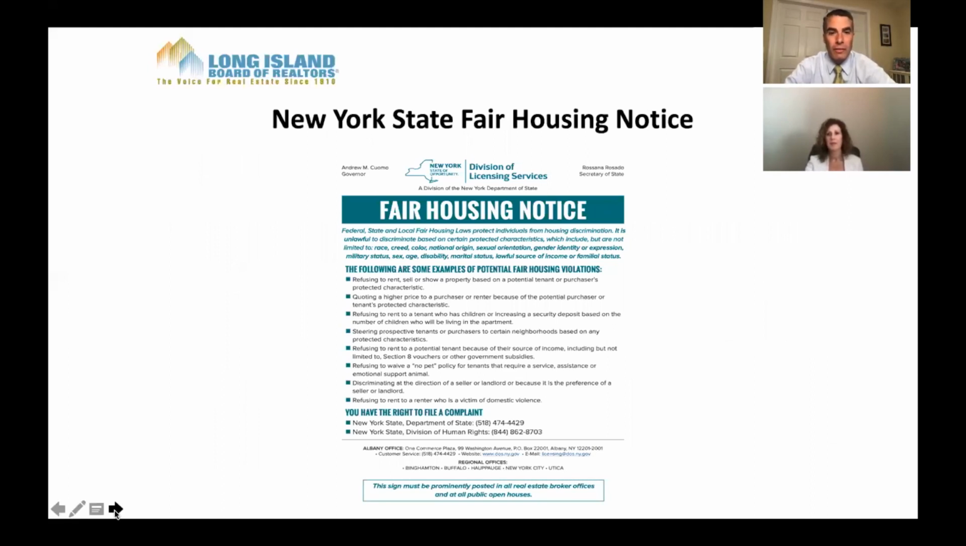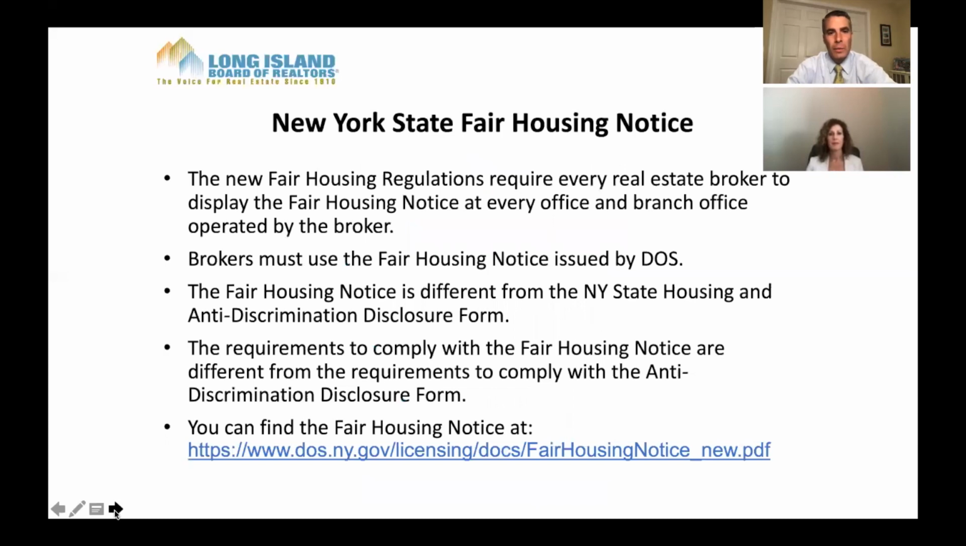This form is different than the anti-discrimination disclosure form that Doreen just spoke about. The new Fair Housing regulations require every real estate broker to display the Fair Housing Notice at every office or branch office operated by the broker. Brokers must use the Fair Housing Notice issued by Department of State.